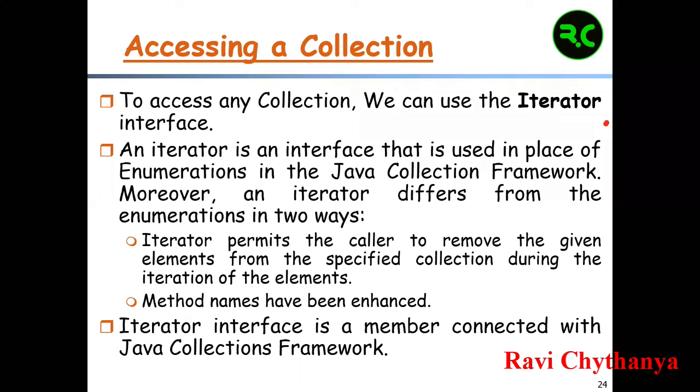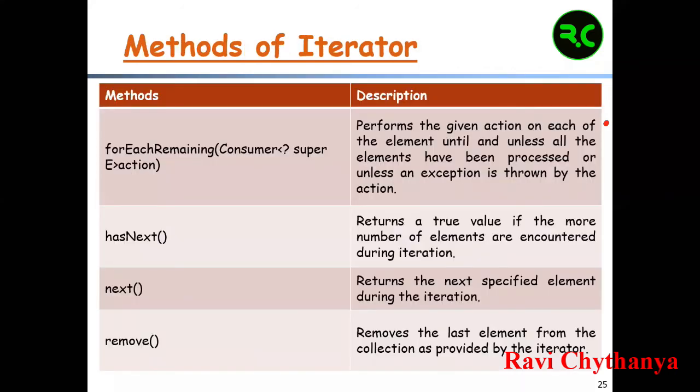The calling methods hasNext, hasMoreElements, and all these method names have been enhanced compared to the enumerations. And the iterator interface is a member connected with the Java collection framework. So it is an interface. This interface is a member connected with the Java collection framework directly. The enumerations do not belong to the Java collection framework. Okay, and the methods of iterator are forEachRemaining. The first one is forEachRemaining.